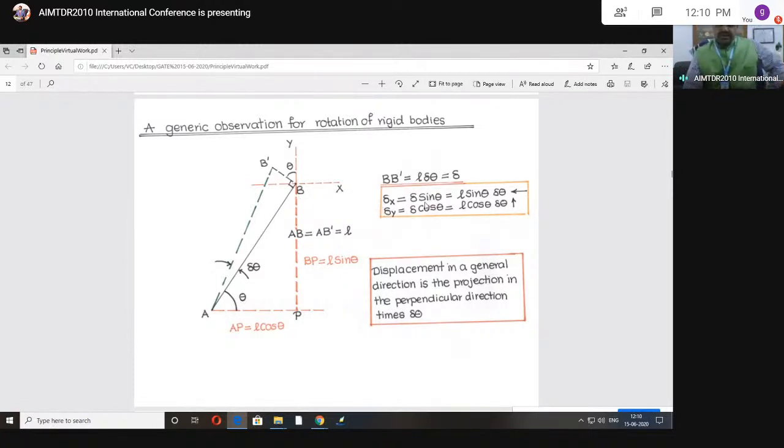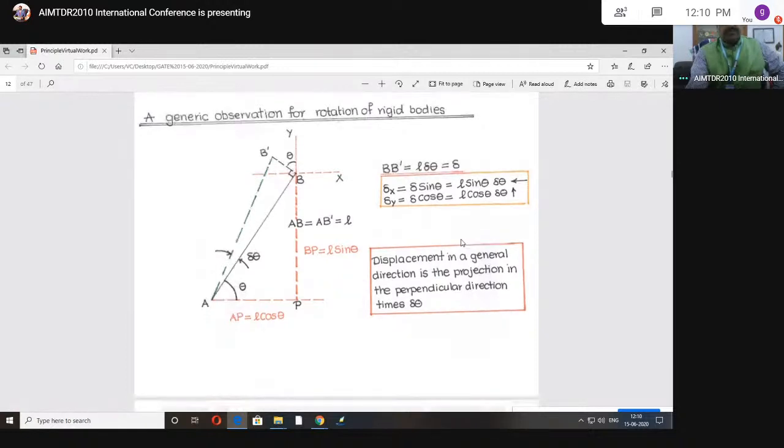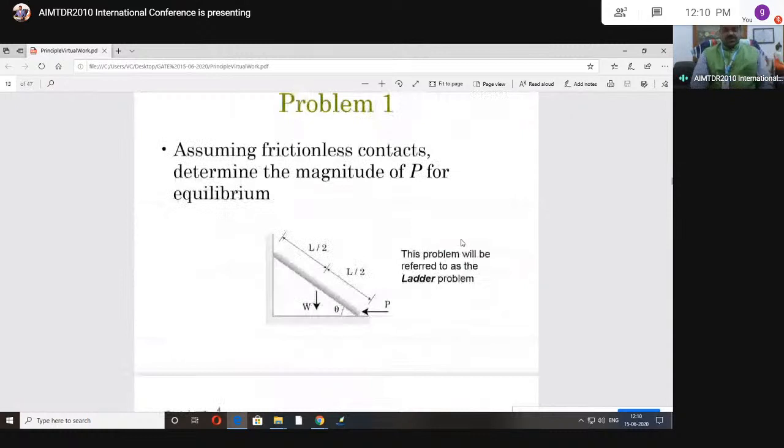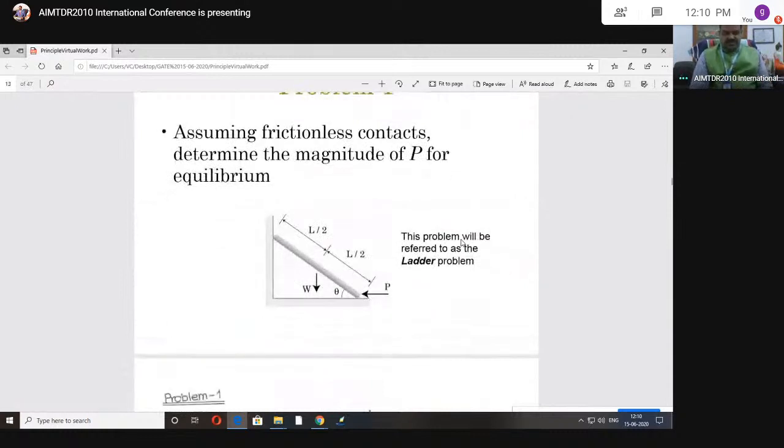Delta x is L delta sin theta; if I can assume L delta as a delta, then differentiate. This is vertical and this is horizontal. That's the representation. Wherever it is coming, you have to differentiate that. The similar problem: assuming frictionless contacts, determine the magnitude of P if it is in equilibrium. Similar problem we have done. Ladder problems.